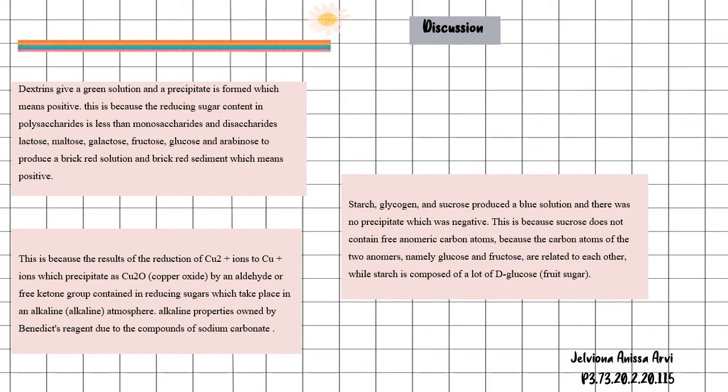fruit sugar. And then for lactose, maltose, galactose, fructose, glucose, and arabinose solution, it produces a brick red solution and brick red sediment, which means positive. This is because the result of reducing of Cu2+ ions to Cu+ ions, which precipitate as Cu2O or copper oxide by an aldehyde or free ketone group contained in reducing sugar, which take place in an alkaline atmosphere. Alkaline property owned by Benedict reagent due to the compound of sodium carbonate.